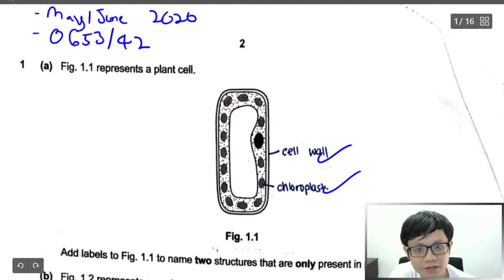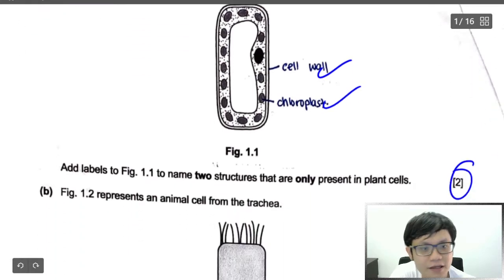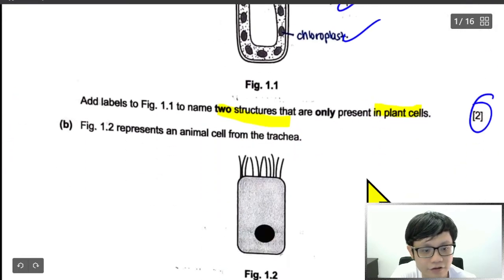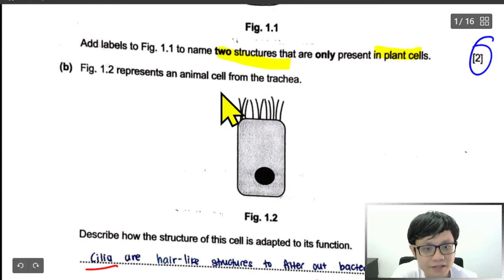Figure 1.1 represents a cell. Label it. So correct: cell wall, chloroplast. Name two structures that only occur in a plant cell. So it's correct. It represents an animal cell from a trachea.